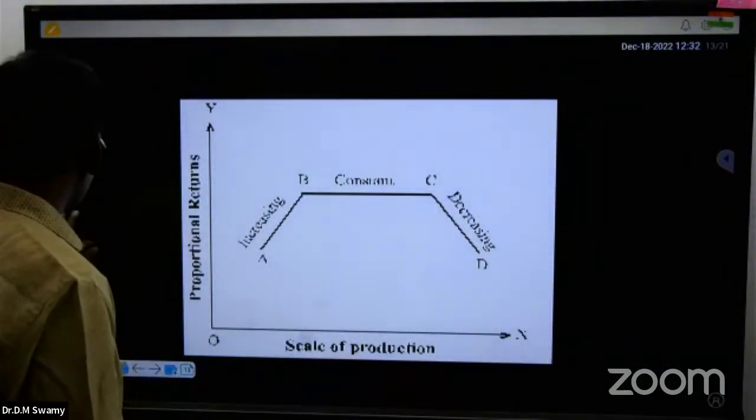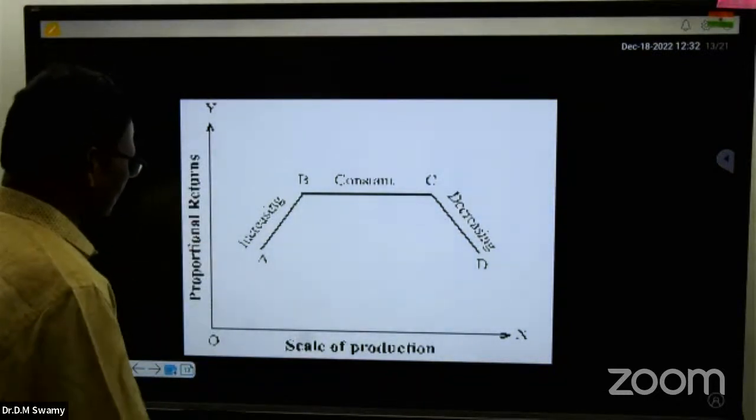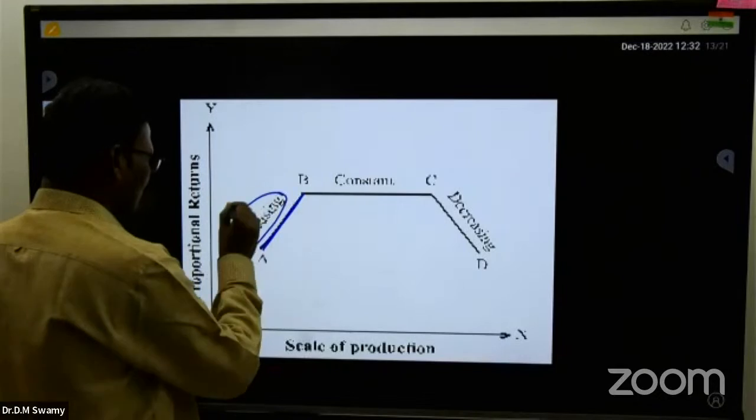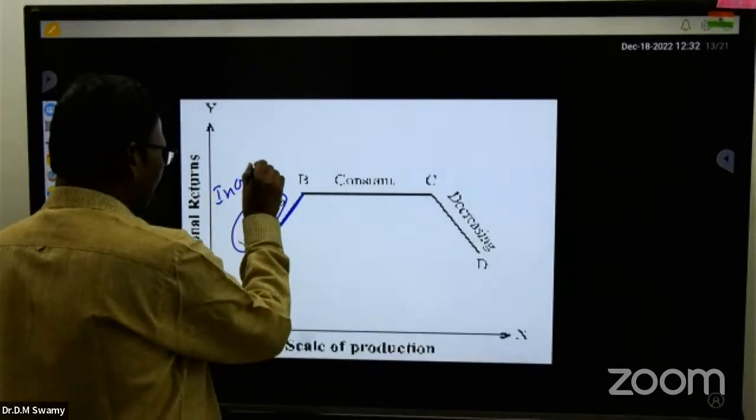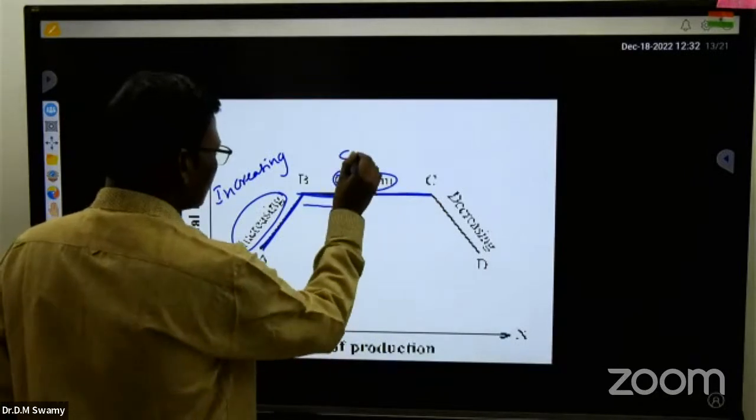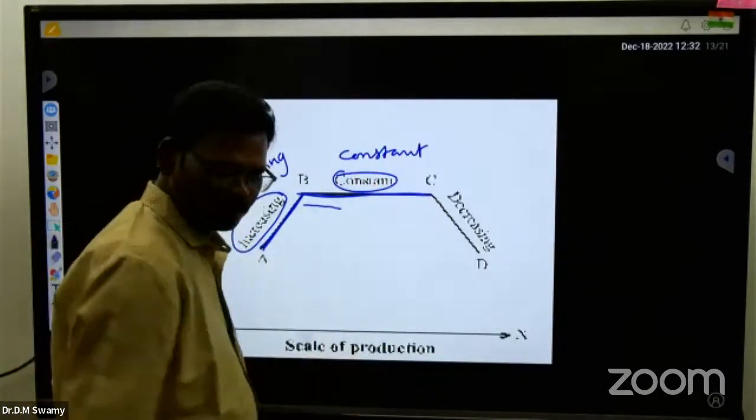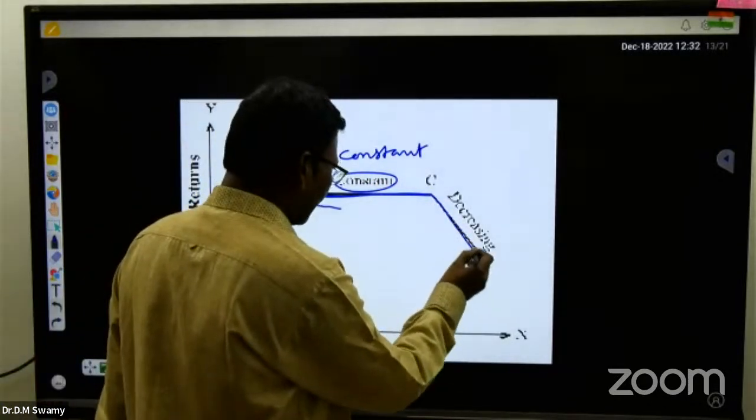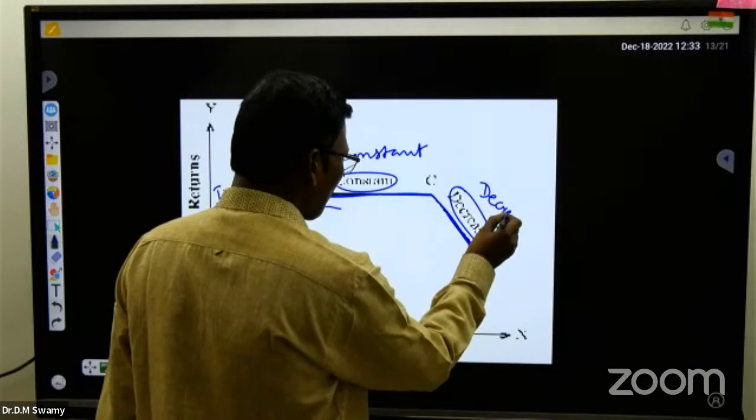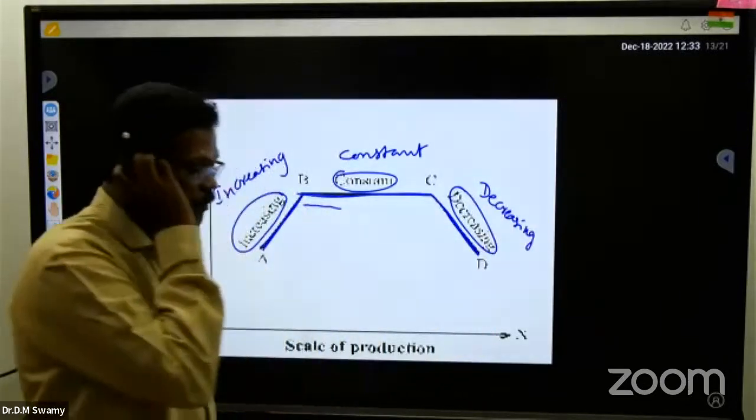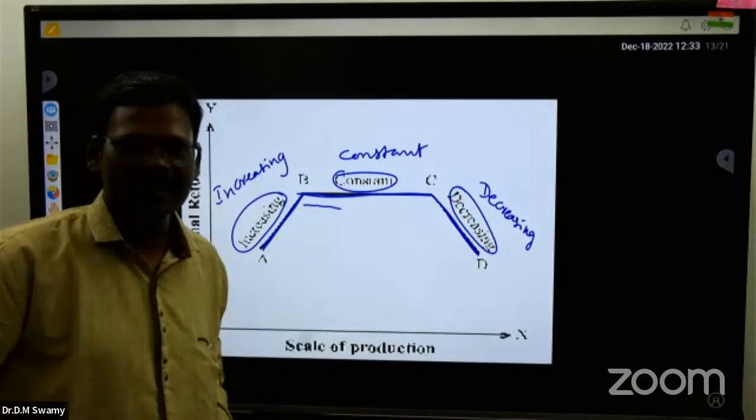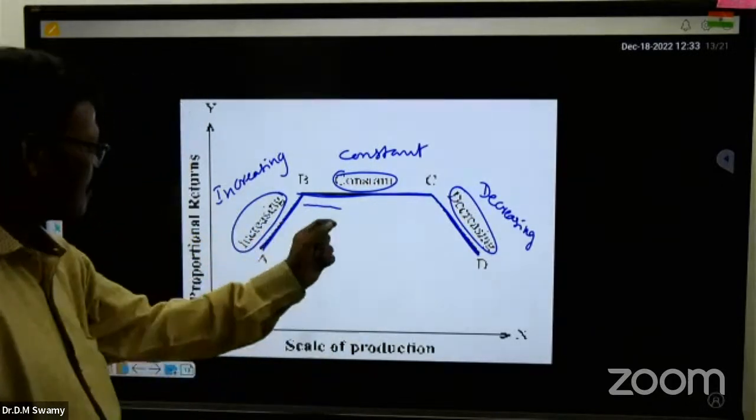The same law of returns to scale can be explained in this way also. This line explains the increasing returns, this is called constant returns, and this is known as the decreasing returns. Increasing returns, constant returns, and decreasing returns: these are the three types we can measure.